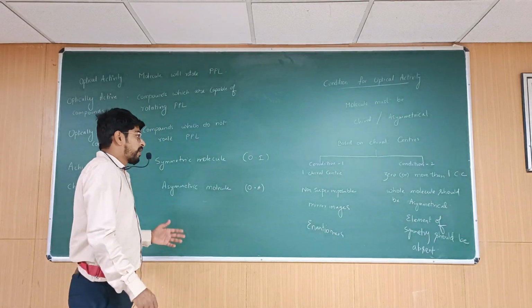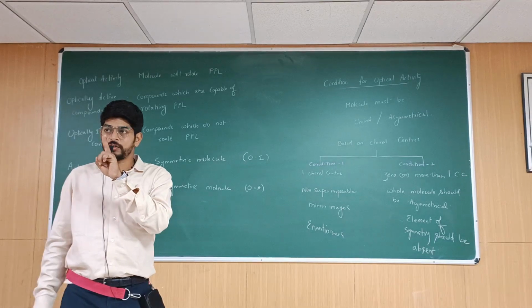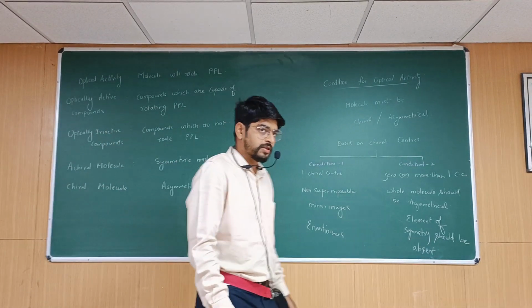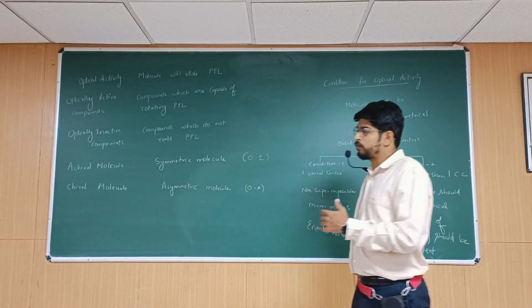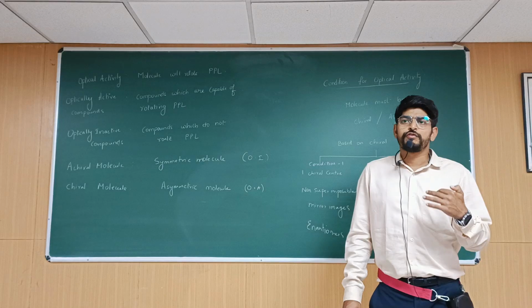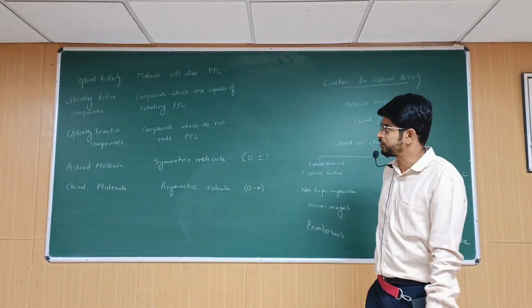So in the earlier part we spoke about what is a chiral center. If 4 different groups are present on the carbon atom, that is the chiral center. Now how is this going to affect the optical activity? Before going into that, a few definitions, a glossary, because we are going to use these words.